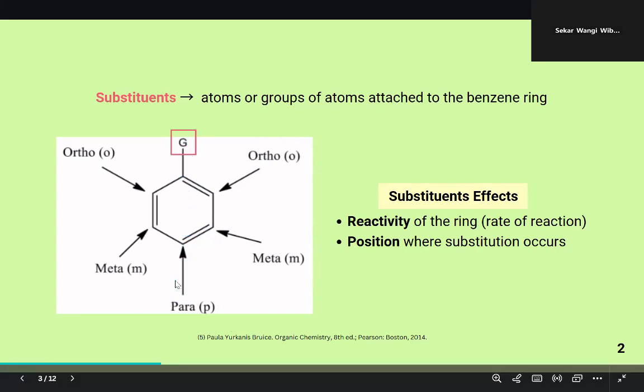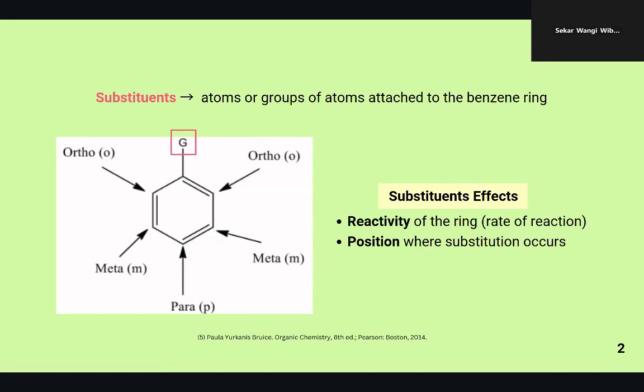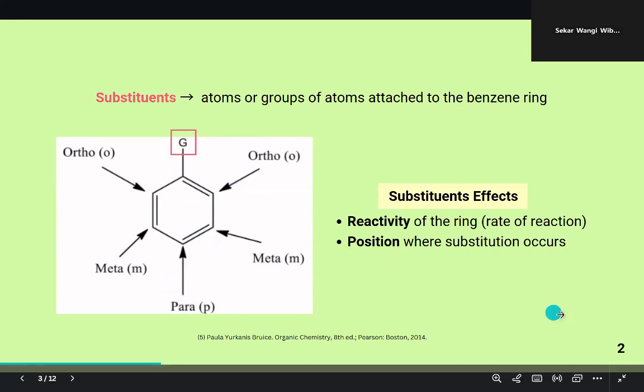So substituents have many effects on the EAS reaction. For example, they can change the reactivity of the benzene ring, which will impact the rate of reaction. They will also change the position where the new substituent will attach, for example, whether it will be the ortho-para position or the meta position.